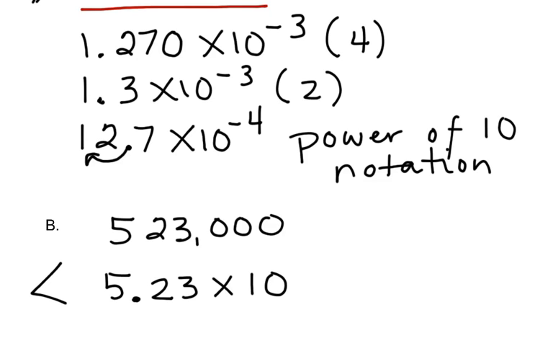So I'm going to look here at my 5.23 value, and I'm going to ask myself, how many times do I have to move this decimal to make this number look like the one above it? It looks like I'm going to need to move the decimal 5 times. Now, will I need to move the decimal to the right 5 times or to the left? I will have to move it to the right 5 times to make this number look like the one above it. So the exponent is plus 5.